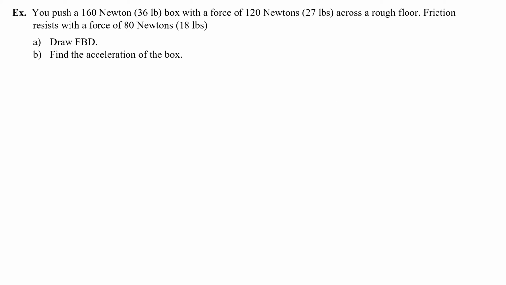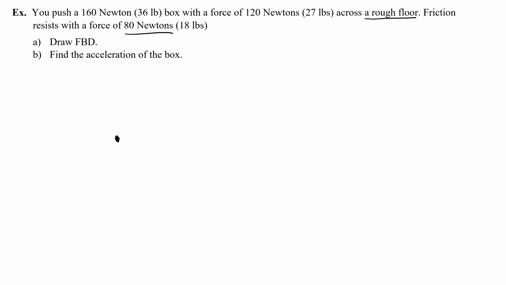You push a 160 Newton or 36 pound box with a force of 120 newtons, which is 27 pounds of force, across a rough floor. So rough floor, whenever you see that, that means there's going to be friction. Friction resists with a force of 80 newtons, which is about 18 pounds of force. Draw a free body diagram, then find the acceleration of the box.